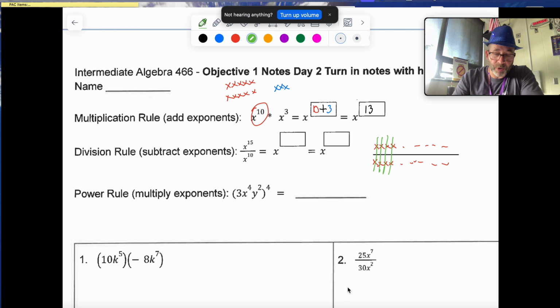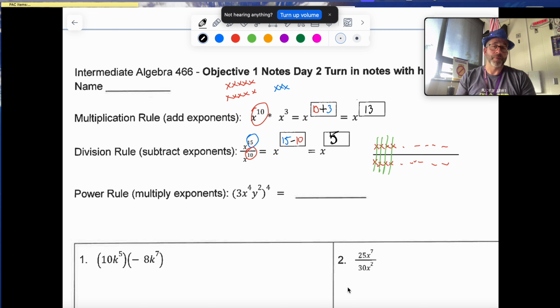So if you remember, we're going to take that 15 that's right there, and we're going to take the 10 that's right here, and we're going to simply subtract them. Whoever has more is going to win the battle, right? So if there's 15 on the top, take away the 10, we are going to be left with a total of just 5. All right? So x to the 5th power there.